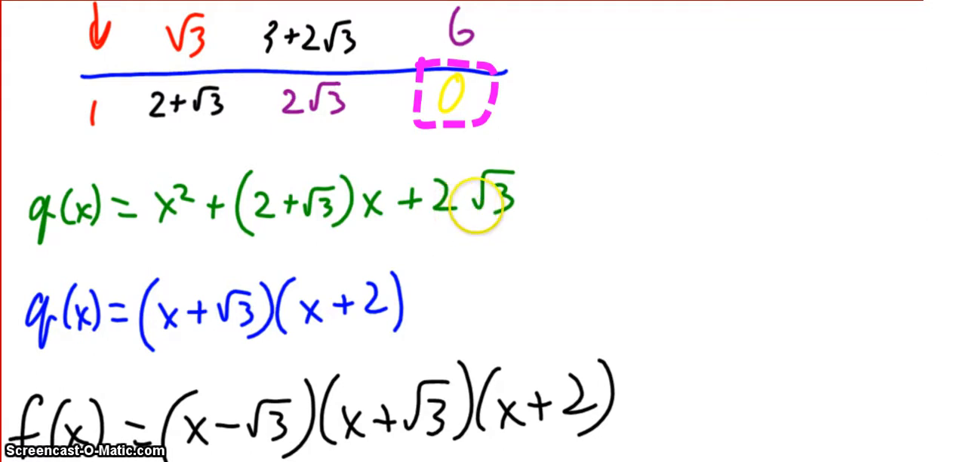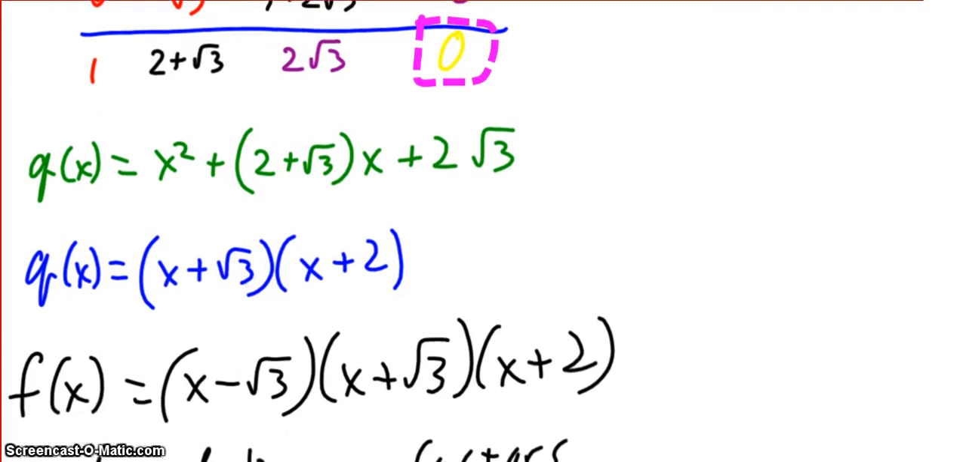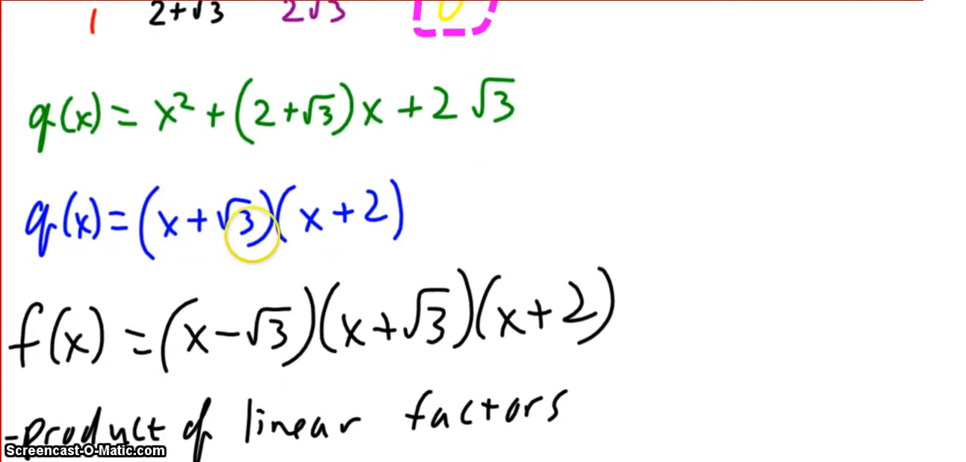But what you realize then a second later is, oh, this is still just factoring. What multiplies to 2 root 3 and adds to 2 plus root 3? It has to be 2 and root 3. Oh, yeah, that ain't bad. So q of x factors into x plus root 3 and x plus 2, and I take my original factor of x minus root 3, and I can write all of the factors.